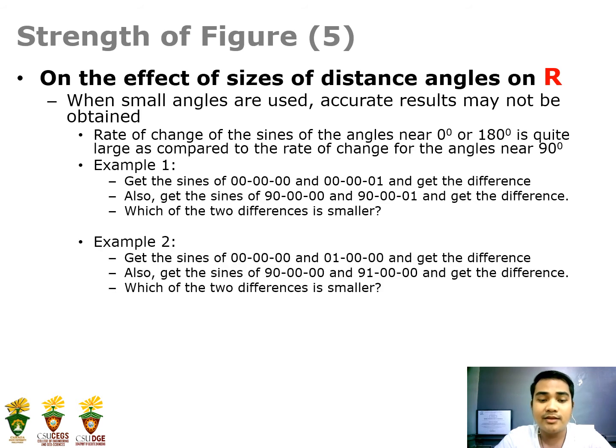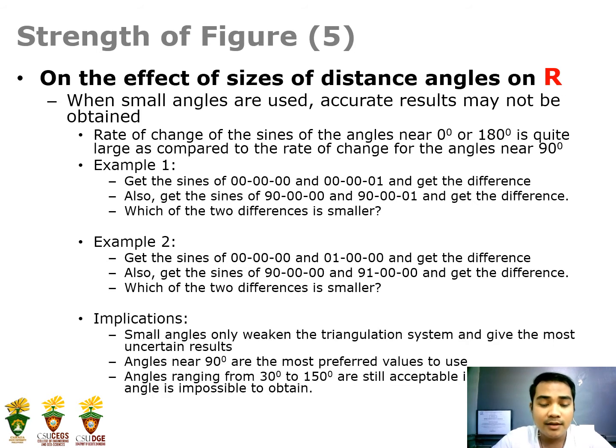Another example: you get the sine of 0 degrees and the sine of 1 degree, and get their difference. Also get the sine of 90 degrees and the sine of 91 degrees, and get the difference between the two. Then you compare what you got in example number 2 to see which difference is smaller.